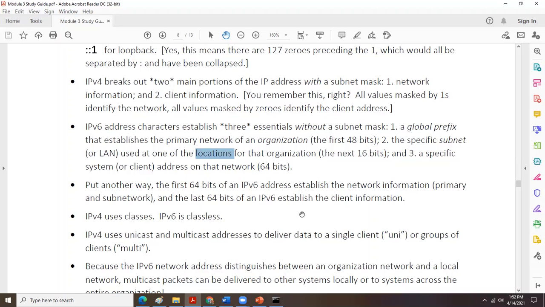In that sense, it's almost like a MAC address. It's very specific. And then, of course, the last 64 bits is about the specific system or address. It doesn't use a subnet mask to do that, right? The first 48 bits of the network address is about the organization. The next 16 bits is the LAN address at that location, and the remaining 64 bits has to do with the client. That's the client identity.